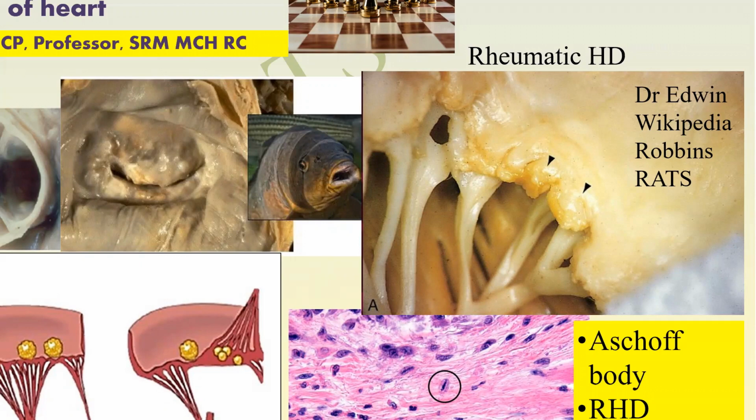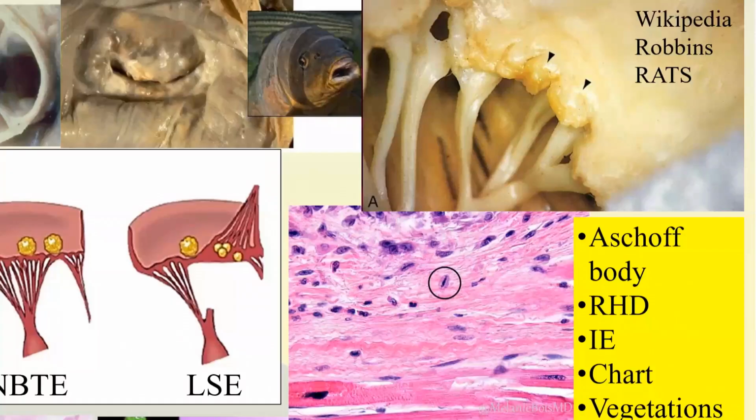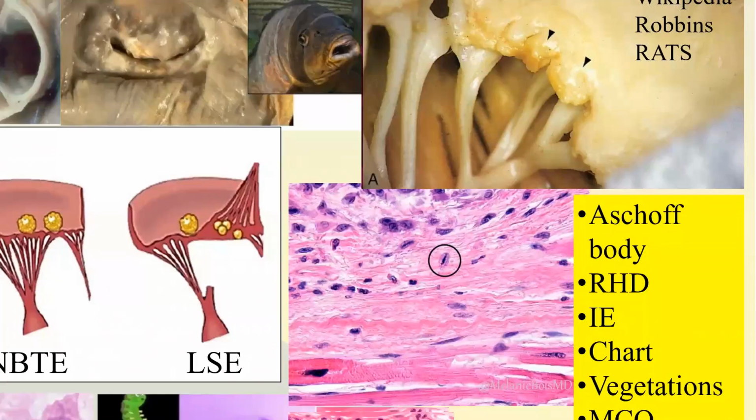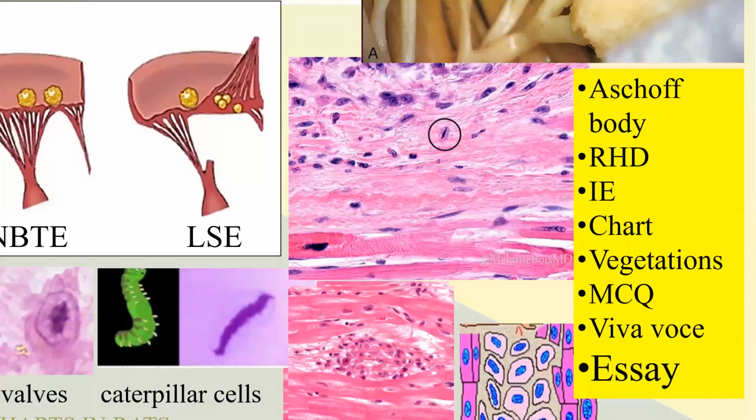My professor used to say, you can pass on the specimen from one student to another without the vegetations getting damaged, because they are so very firmly adherent, small, 1 to 2 millimeters along the lines of closure of the valve leaflets, not above, not below. The classical histological hallmark of it will be the Aschoff nodule.